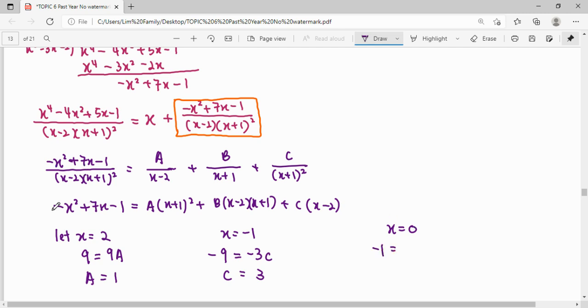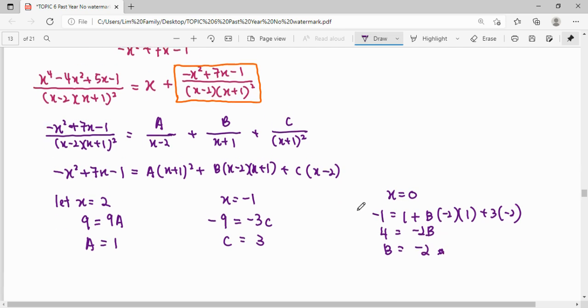So lastly, we substitute 0 here, it will get negative 1. So we use our a, we already found, which is 1. So 1 square, which one b, then negative 2, 0 plus 1, and then c is 3, negative 2, to find out our b value here. So negative 6 move here, plus 6 will equal to 5. 5 minus 1 will equals to 4. So our b here will equals to negative 2.